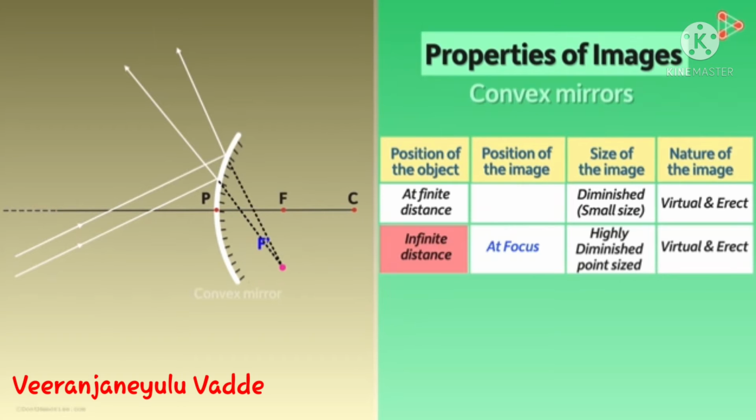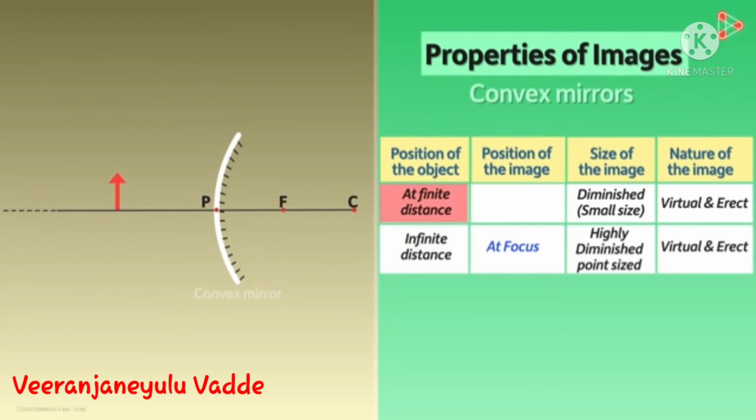What now? Now let's keep the object at a finite distance from the mirror and try to represent the image formed for this case using a ray diagram. So how did we proceed? We only need to take any 2 points on the object, which is represented by this arrow. Find out the image of these 2 object points first by drawing at least 2 rays emerging from each point.